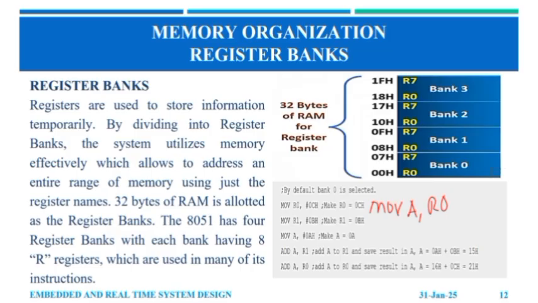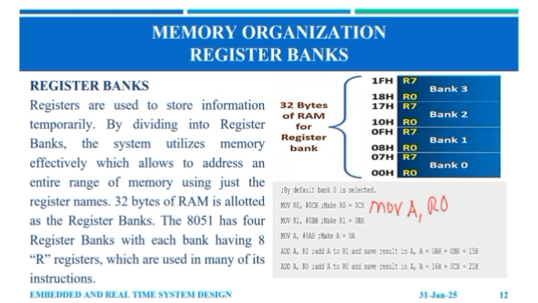Each of these banks has different registers, which are register 0 to register 7. And this is just an example if you want to make use of the register bank. We'll see that in most of the instructions we are using R0 or R1 or R2 and so on. Those show that we are using the register banks, or the memory of the register banks.